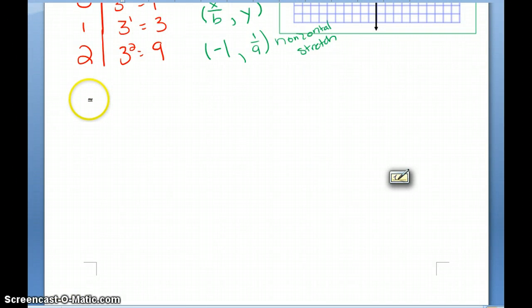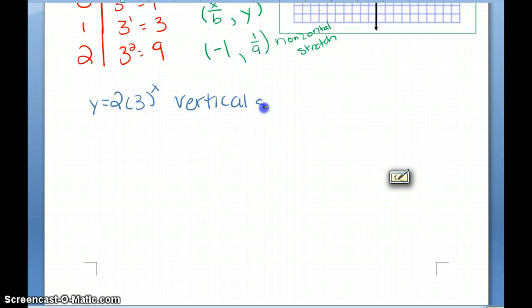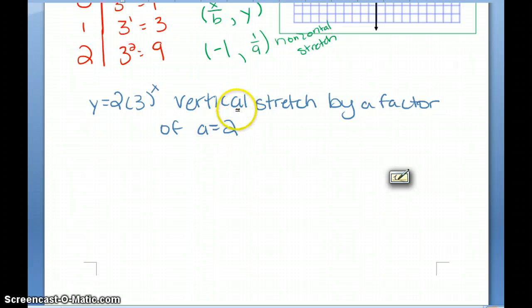Starting here, we're going to look at that second function that we looked at. So we had y is equal to 2 times 3 to the power of x. And that one there was a vertical stretch by a factor of, we can say a is equal to 2, or if you just said by a factor of 2, that is absolutely fine.